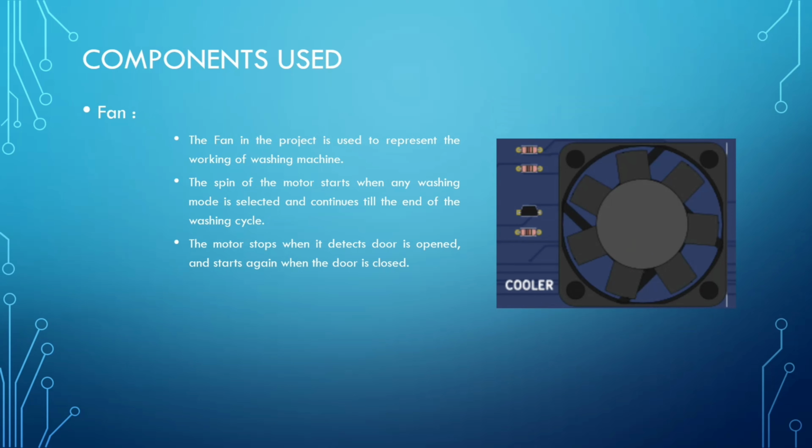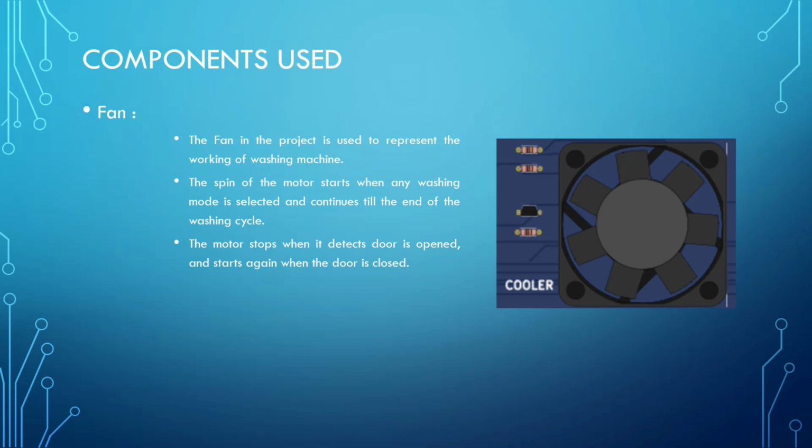The fan in the project is used to represent the working of the washing machine. Spin of the motor starts when any washing mode is selected and continues till the end of the washing cycle. The motor stops when it detects that the door is opened and starts again when the door is closed.